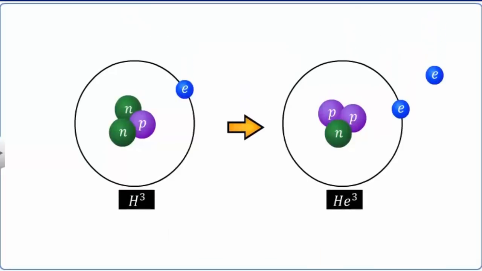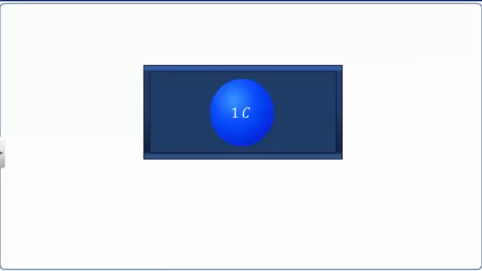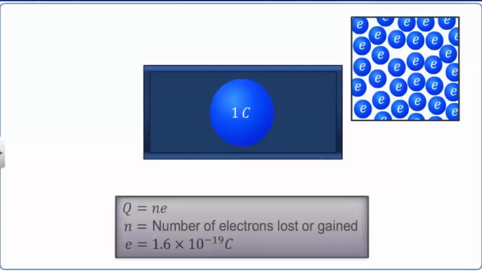In an atom, when we refer to the charge on a proton, its value is positive and is referred to as plus e, whereas the value of e for a charge on an electron is negative and is referred to as minus e. Thus, the charge on an object Q is equal to the product of the number of electrons gained or lost by it, n, and the basic unit of charge e.